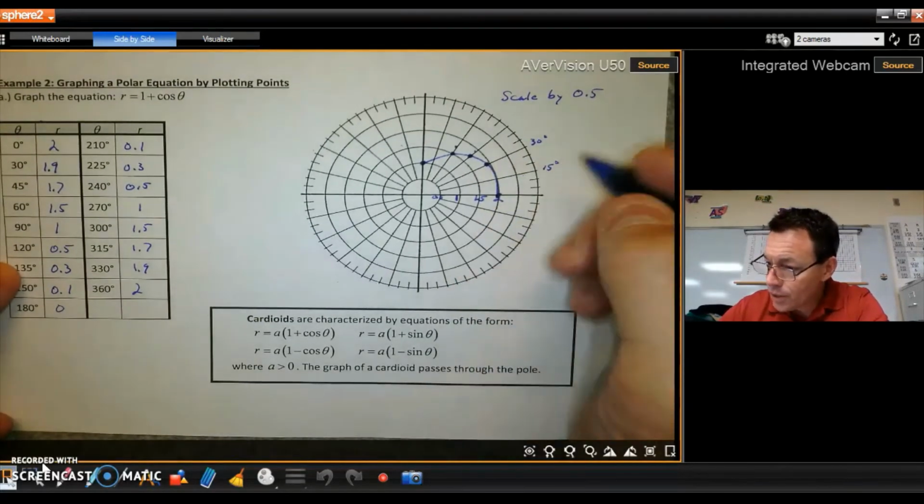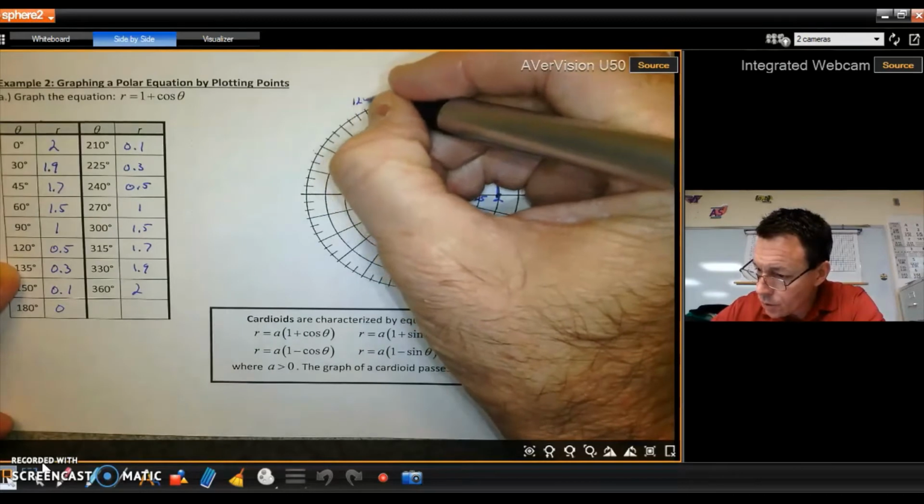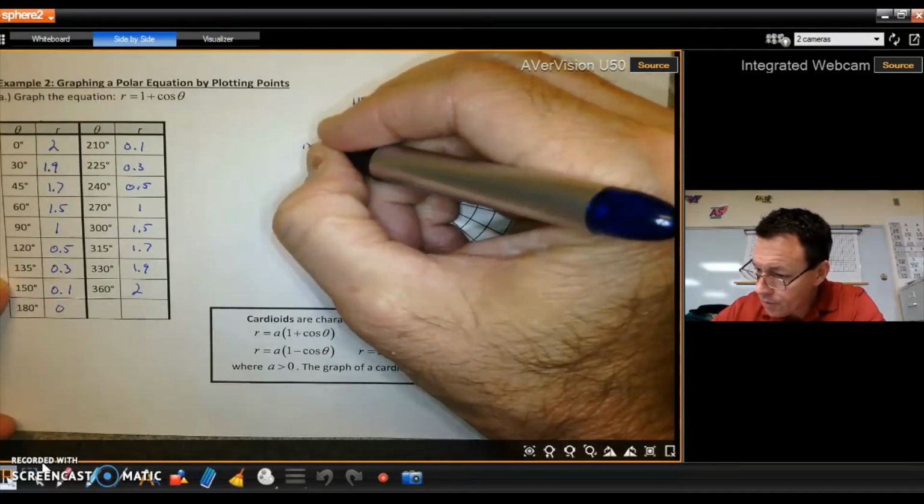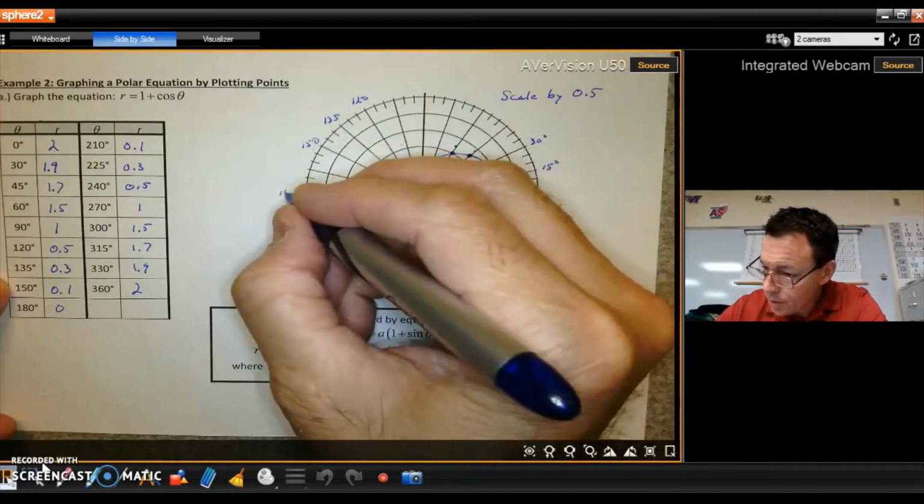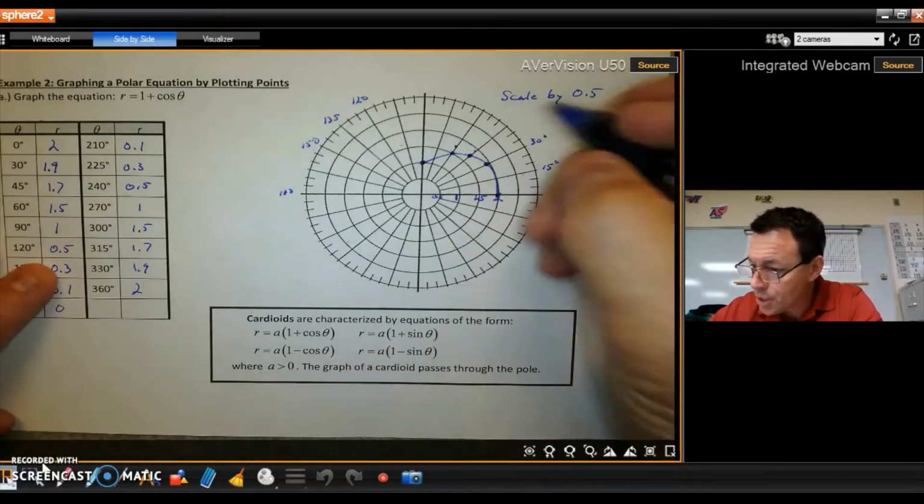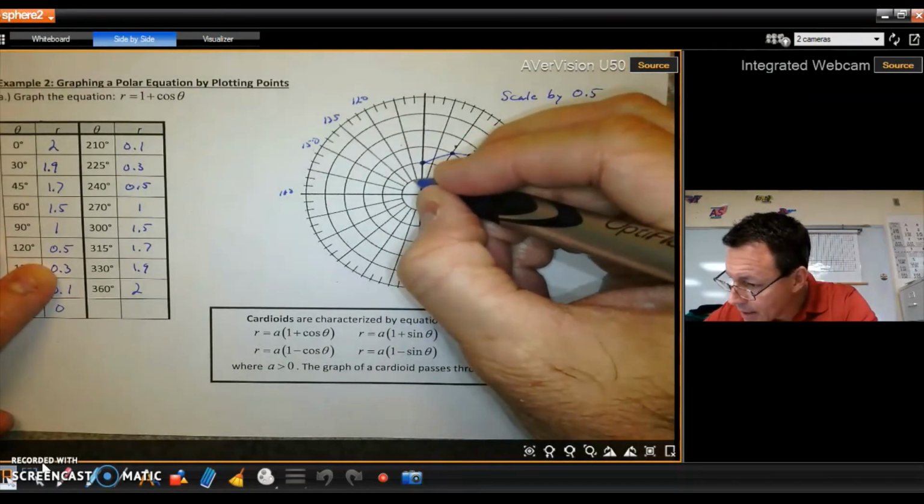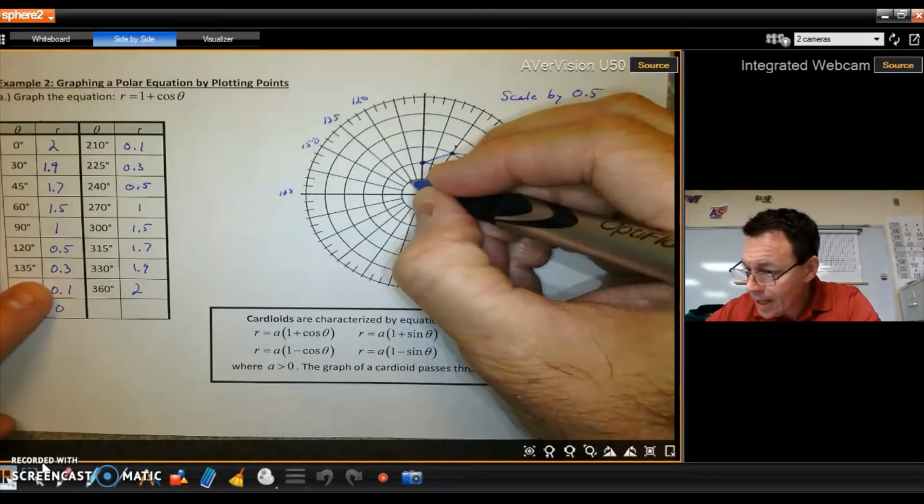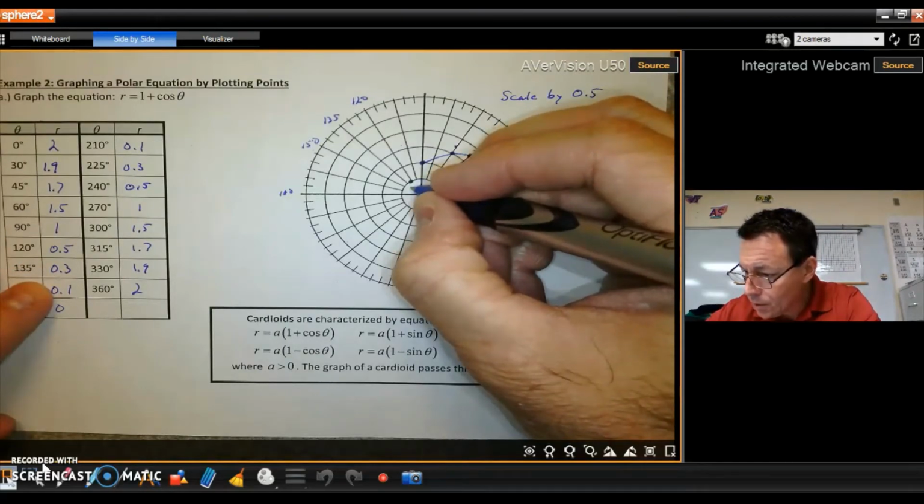So now 120. So think about it. This is 120. This will be 135. This will be 150. And this will be 180. Feel free to label your angles here. So at 120, I should be at 0.5. I should be right here on this first circle. At 135, I'm at 0.3, so a little bit more than halfway.